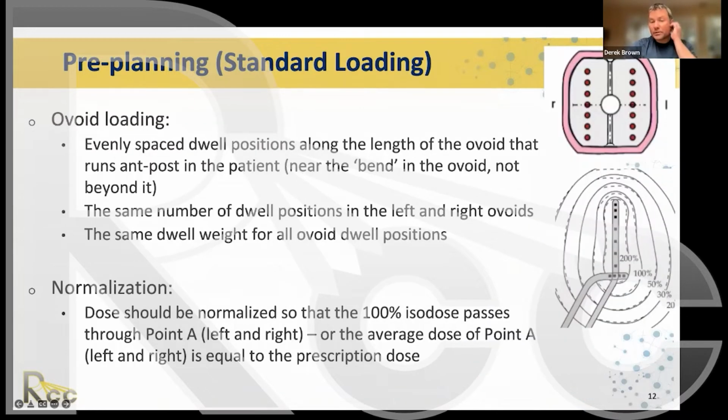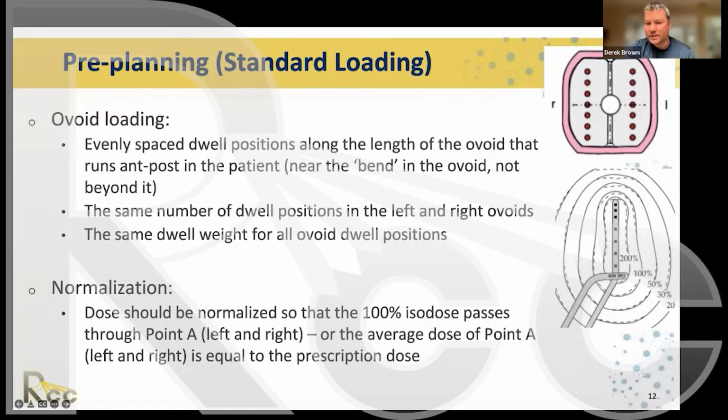Okay, ovoid loading. So we talked mostly about tandem loading there, now ovoid loading. We're going to use evenly spaced dwell positions along the length of the ovoid, but we're not going to run past the bend in the ovoid. So here's the ovoid coming in, you can't see the plastic part here. You're just seeing the central catheter in the ovoid, and this is the bend in the ovoid.